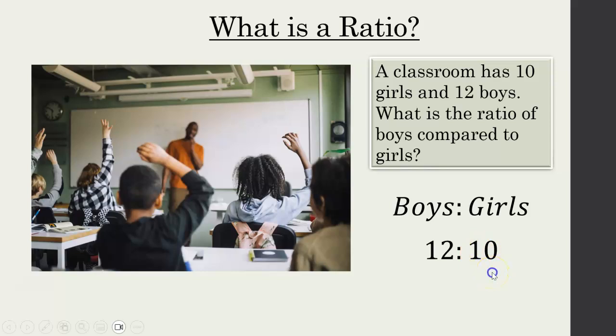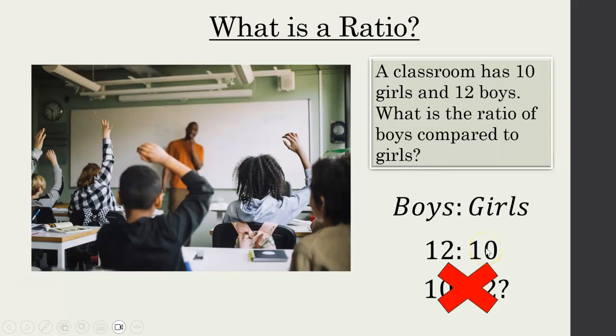Now, what happens if I had it like this? 10:12. Is that the same thing? Well, no. This is the ratio of girls is to boys. So this would be this swapped around. So remember, this is why it's important. This is not the same thing as this. They're different. So be careful with what you're actually looking at. Boys is to girls. So boys, how many boys? 12. So that would be going on the left-hand side, and then girls is 10, so that would be on the right-hand side.